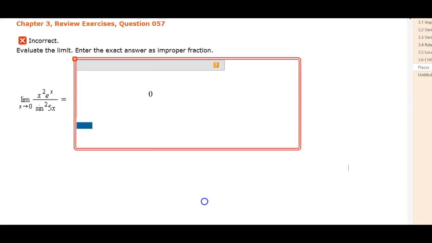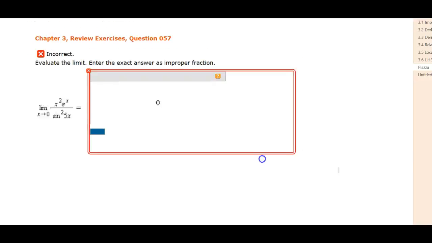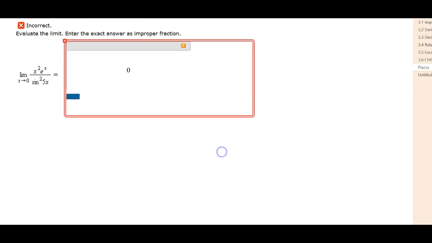The purpose of this video is to go over question 57 on the Chapter 3 review exercise. If we plug in x equals 0, we get 0 divided by 0, which tells us this is a L'Hopital's rule problem. So the limit as x goes to 0 of x squared e to the x over sine squared 5x, if I plug that in, I get 0 over 0, which tells me I can apply L'Hopital's rule.